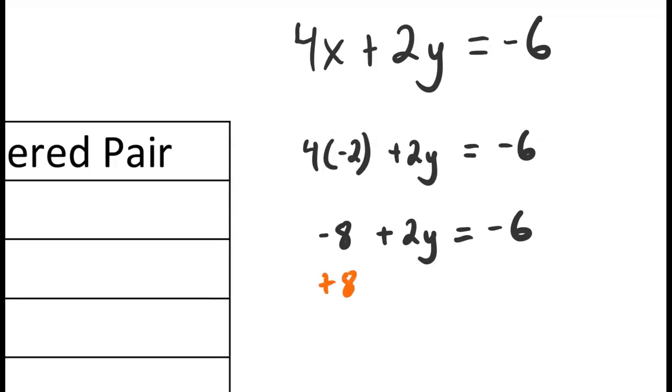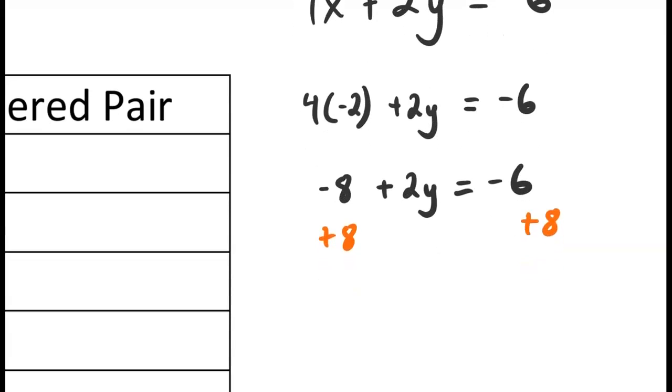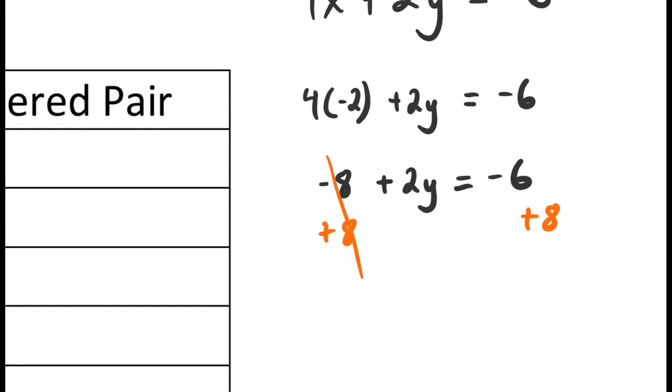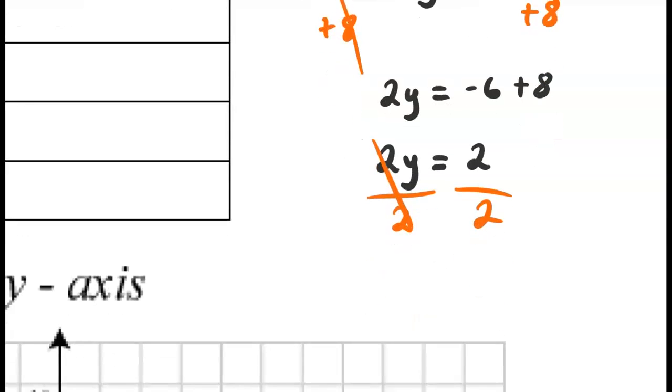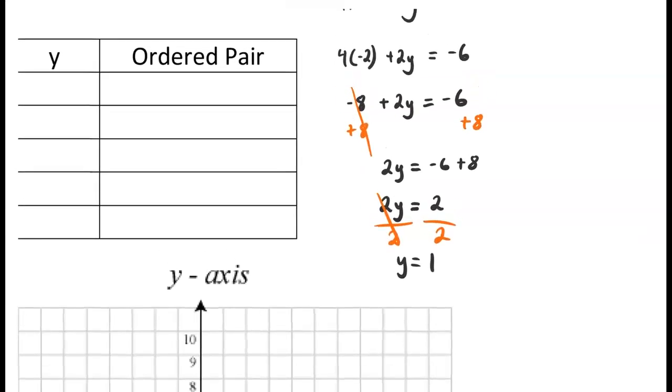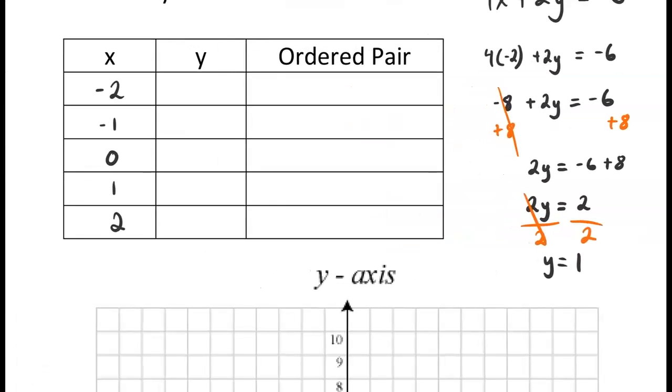Now we want to get y by itself here. So add 8 because we're doing the opposite. Now that'll cancel that off, and we'll be at 2y equals negative 6 plus 8. 2y equals negative 6 plus 8 gives us 2. Now to get y by itself, divide by 2, cancels, have to do it to the other side, divide by 2. So y equals 1. So we were able to solve this without manipulating the equation.